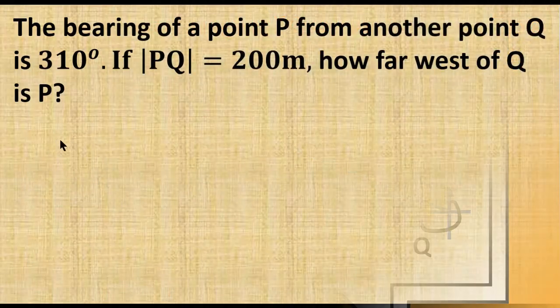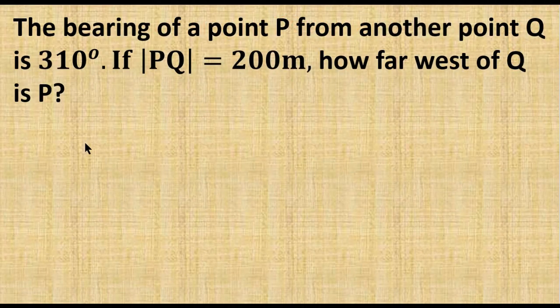The question says that the bearing of a point P from another point Q is 310 degrees. Now, the first thing we have to note is we are dealing with the bearing of point P from another point Q. Our reference point is Q. This is where a lot of students first get confused. So picking my reference point at Q, I'm told that point P is at 310 degrees from point Q. That is, I'm going to pick point Q this way and pick 310 degrees.